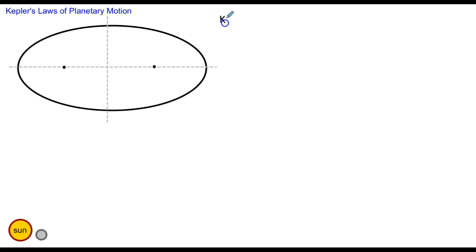So I'm going to write this as Kepler 1. Kepler's first law is often referred to as the law of orbits, and it basically suggests that the orbits of planets are not perfect circles, that they're actually ellipses. It requires us to know a little bit about an ellipse.